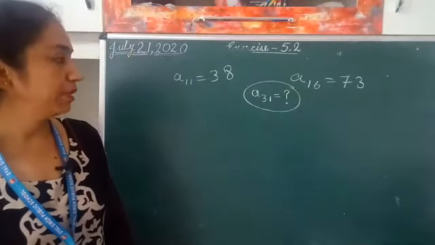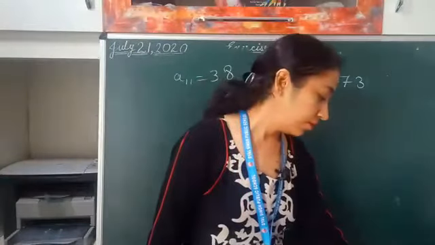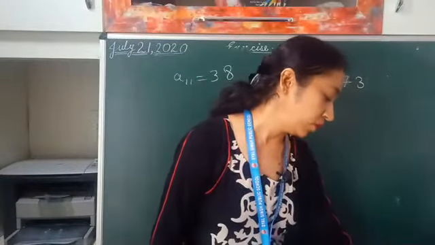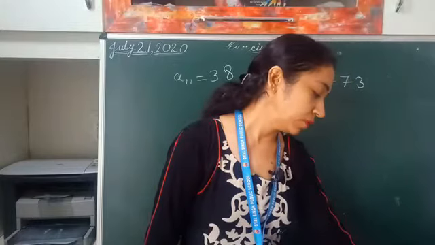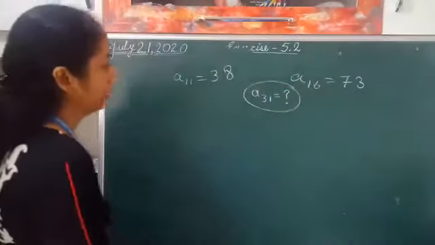Ma'am, A31 is 178. What is the value of D? D की value 7 आई है. 7. और A31 178. Okay. Yes. D is 7.